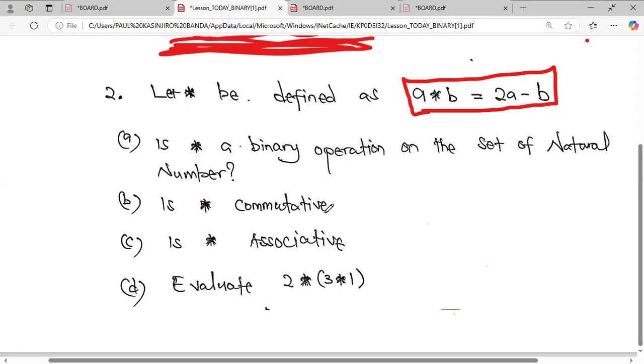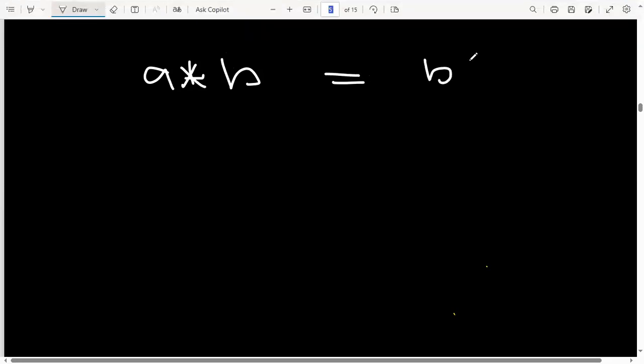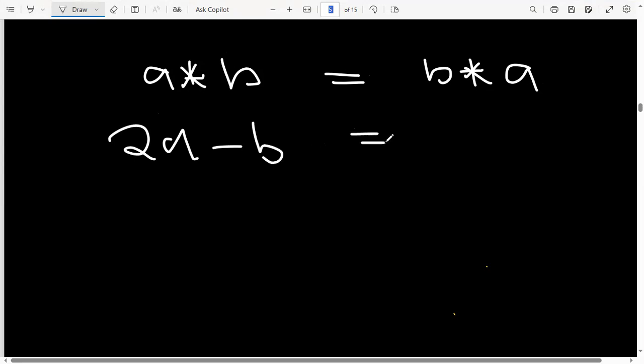Let's go to the second one. The second one is saying, is star commutative? So let's try to prove if it's commutative. We have A star B, which we want to be equal to B star A. From the definition, A star B was simply 2A minus B. If I have B star A, it means the positions are switched. Where there was A, you now have B, and where there was B, you now have A. So this would be 2B minus A. Is 2A minus B the same as 2B minus A?